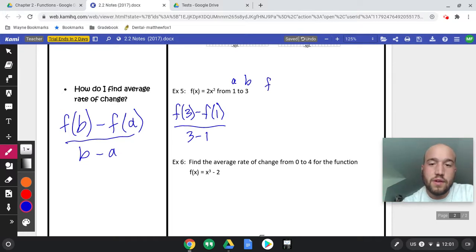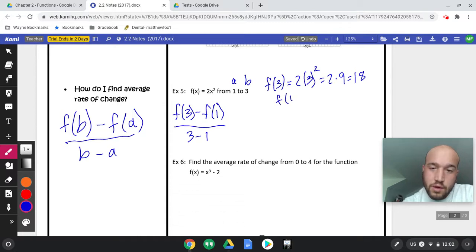I'm going to go ahead and find what f of 3 is over here. So that'll be 2 times 3 squared. 3 squared we know is 9, so that's 2 times 9, which gives us 18.